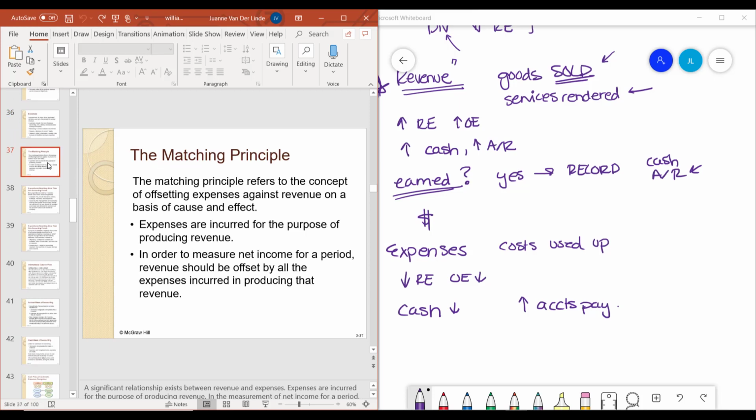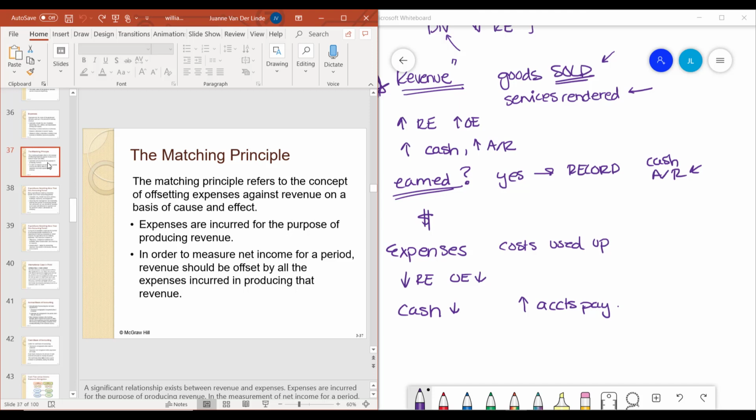So we have the matching principle, a very important foundational principle, not only for this chapter, but for the entire class. This is the principle or concept that refers to offsetting expenses against the revenue that it helped to generate. So we want to match these expenses with the revenues that it helped to create, because we spend this money on expenses to produce revenue, to generate revenue.